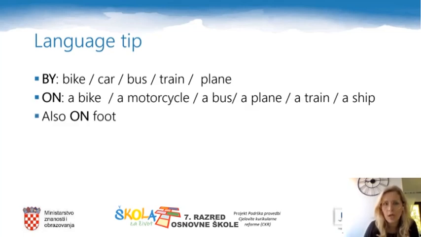We use "on" when we talk about vehicles on which we can sit, such as a bike or a motorcycle, and we use "on" when we talk about vehicles in which we can stand or walk: a bus, a plane, a train, or a ship. We also say "on foot". We use "in" when we talk about vehicles in which we have to sit: in a car, in a helicopter, or in a taxi.